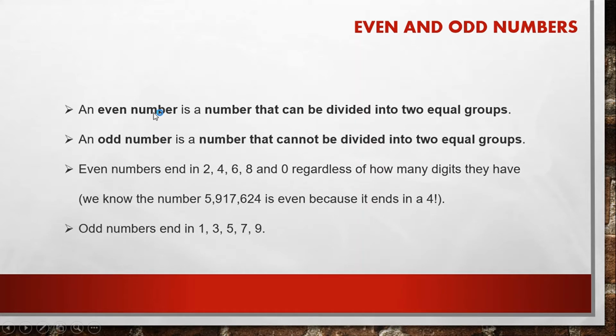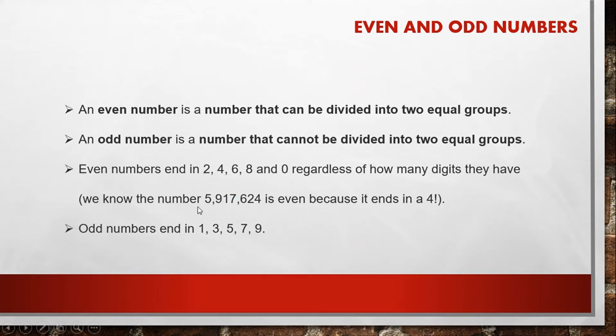An even number is a number that can be divided into two equal groups. An odd number is a number that cannot be divided into two equal groups. Even numbers end in 2, 4, 6, 8, and 0 regardless of how many digits they have.